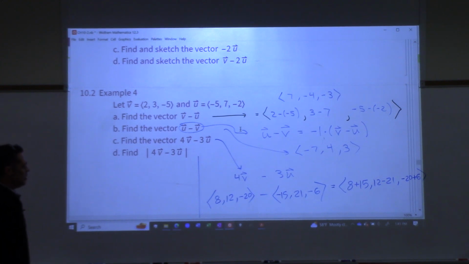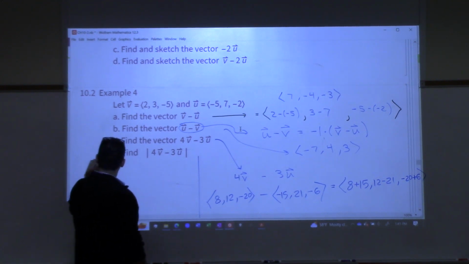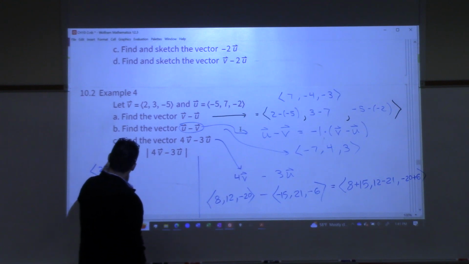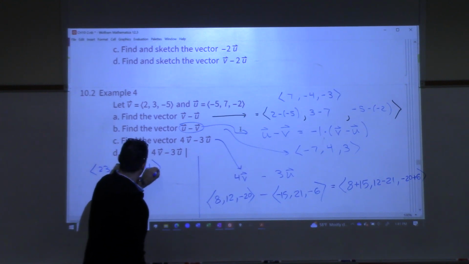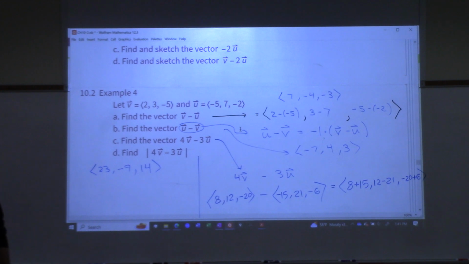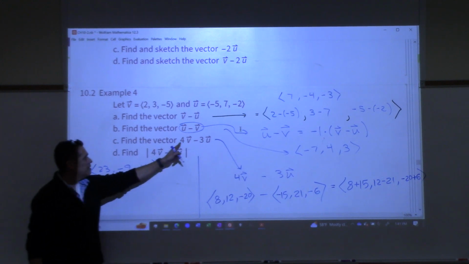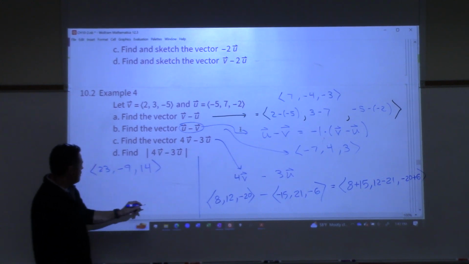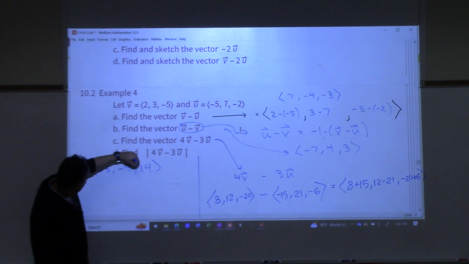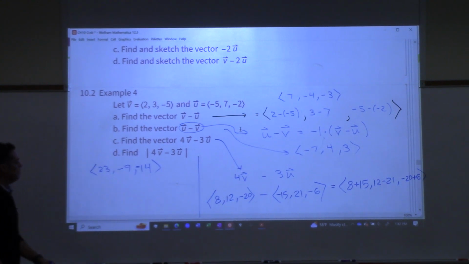All right. What do we have? Our vector is 23, negative 9, 14, right? Do we all agree? Everyone agree? All right, part D, last part. We want the magnitude of the vector we just found. Oh, it's negative 14? It should be, yeah. Yes, it is negative 14. There we go.